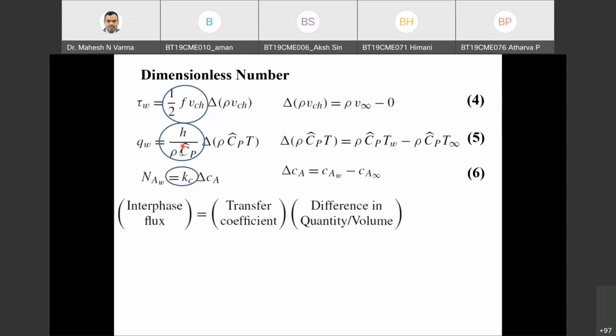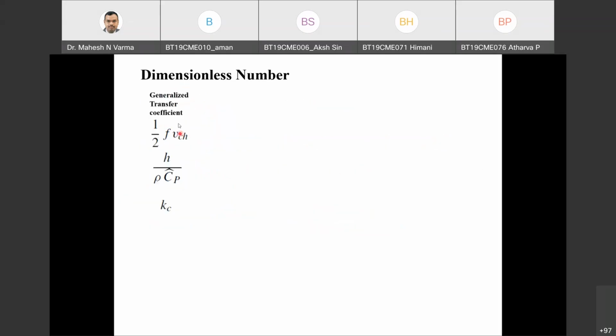So what is the unit of H by rho Cp? It will also be meter per second. What will be the unit of half friction factor into velocity? It will also be the same, meter per second. Very good. So these all have the same unit, meter per second, and are called generalized transfer coefficients. Now, what is the unit of friction factor? Roll number 10.